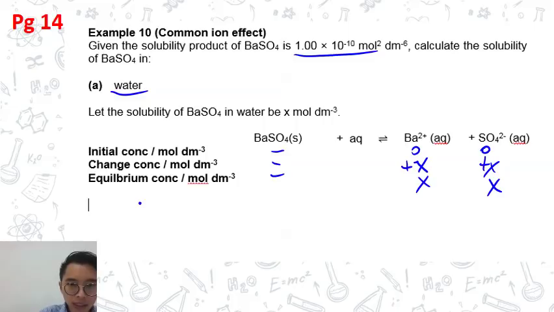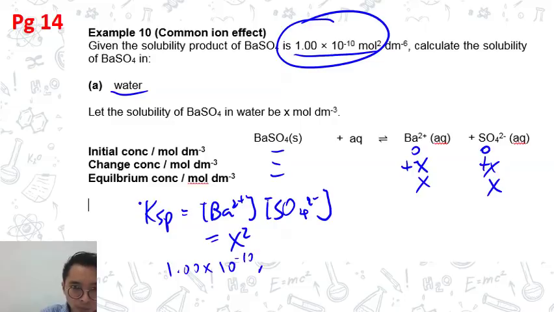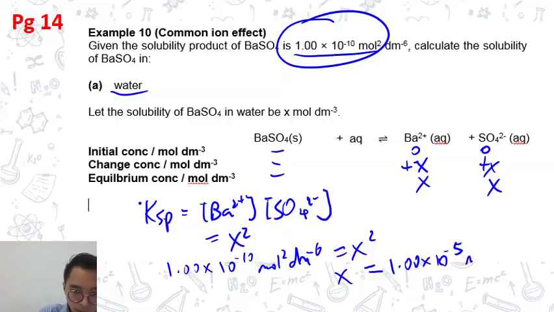They want the solubility. Ksp would be equal to Ba2+ multiplied by SO4 2-, which is equal to X squared. Ksp is given to you, which will be equal to X squared, so your X will be equal to 1 mole per dm cube. This is the solubility of barium sulfate in water, which means this is the normal case, no common ion effect. When there's only barium sulfate, what's the solubility at saturation?